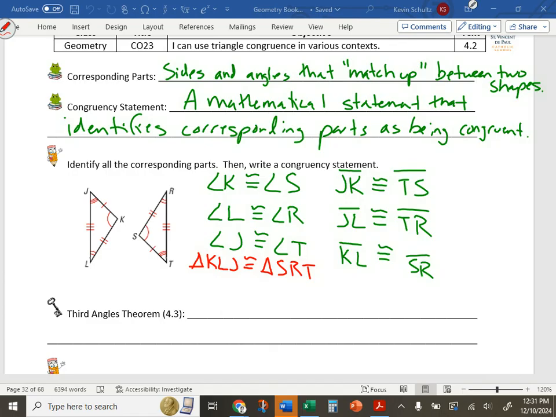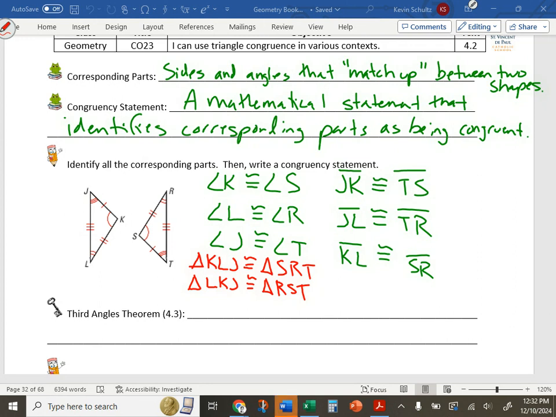What if I went like this? What if I said that triangle LKJ, what would the second part of that be? RST. With LKJ, I went from double to single to triple. So double, single, triple here would be RST.